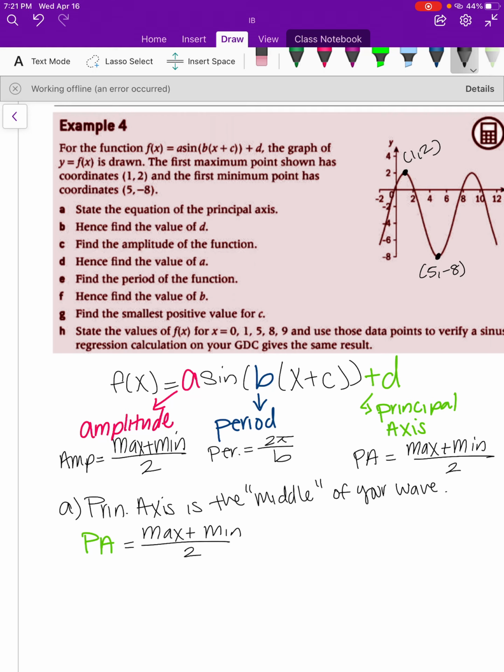So let's change some of these formulas. Principal axis is adding, and amplitude is subtracting. So hopefully you didn't write in pen.